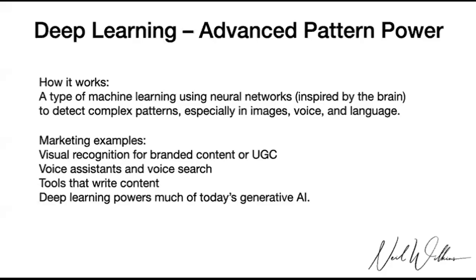And then the third way in our machine learning demystification is what we call deep learning. This is where you're really very likely to see some advanced patterns emerging. So how this works is this is a type of machine learning that uses what we call neural networks. And these are inspired by the scientists who have done deep research in how the human brain works. And this is going to be detecting complex patterns, especially in images, in voice, and in language.